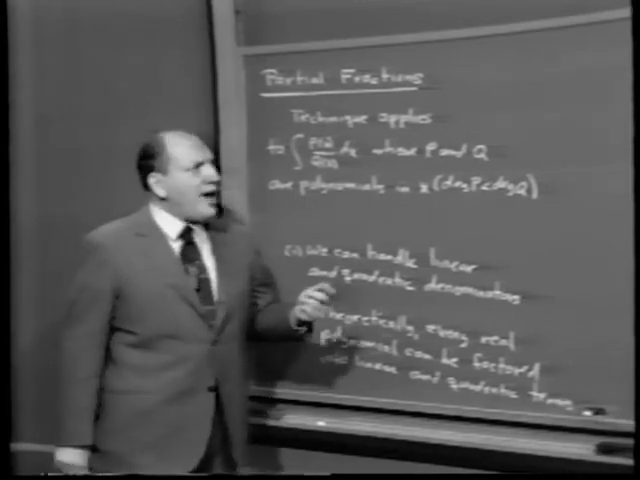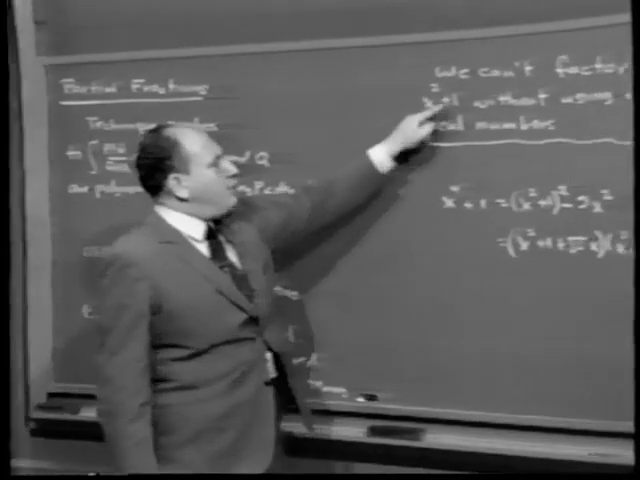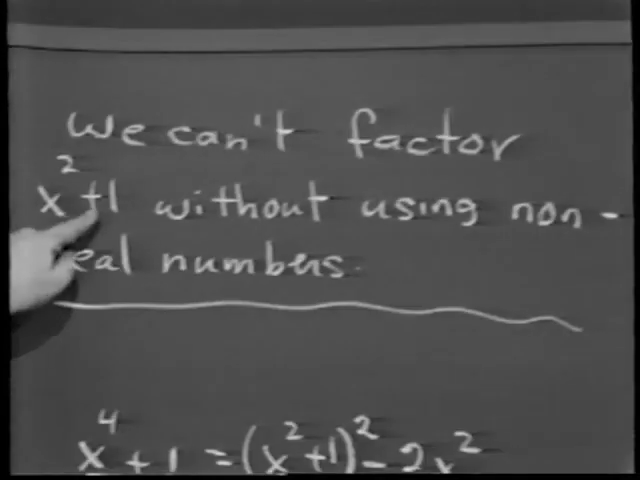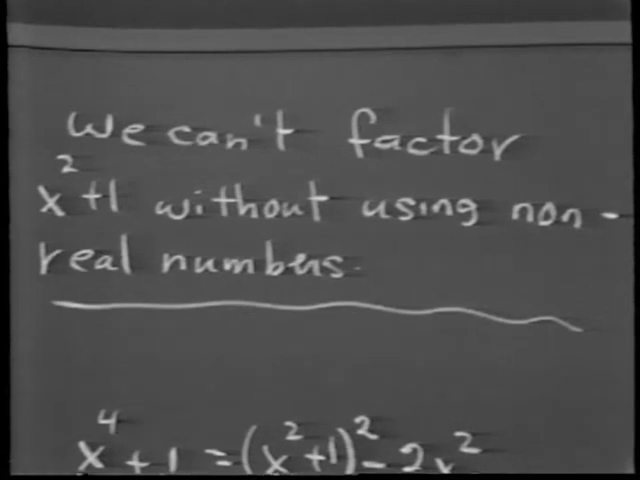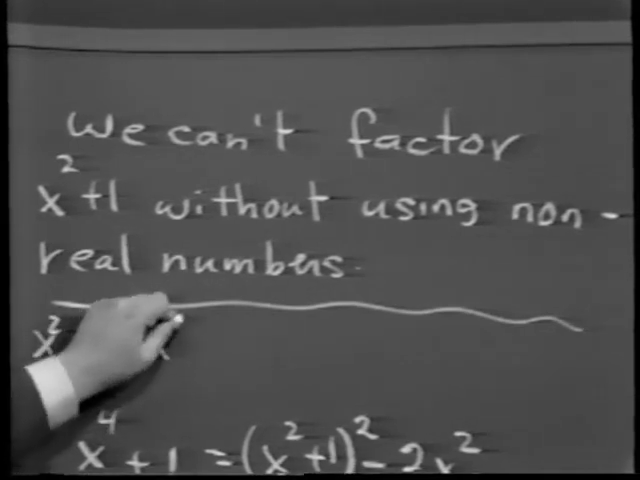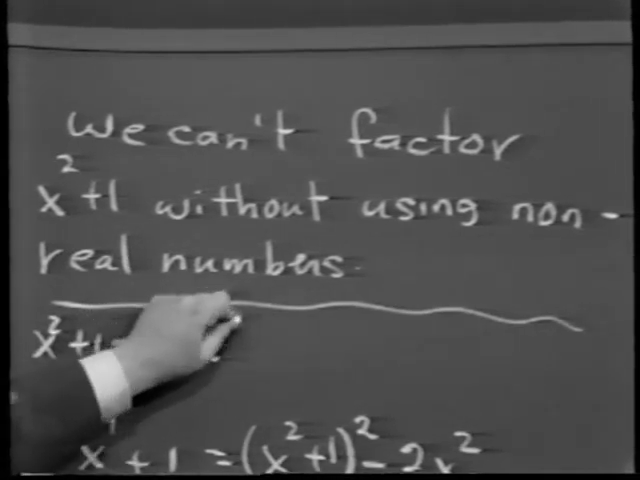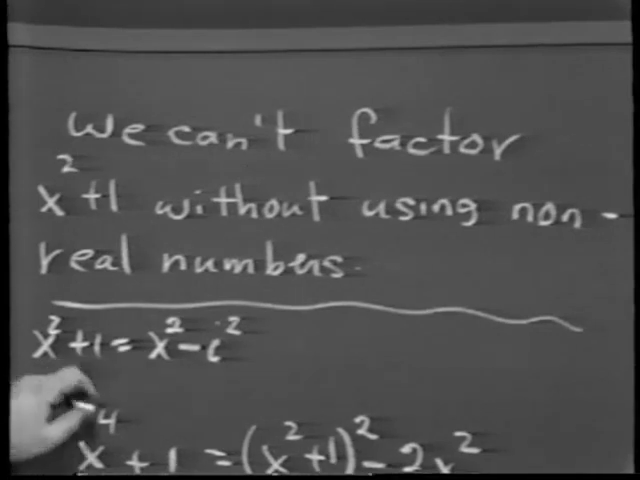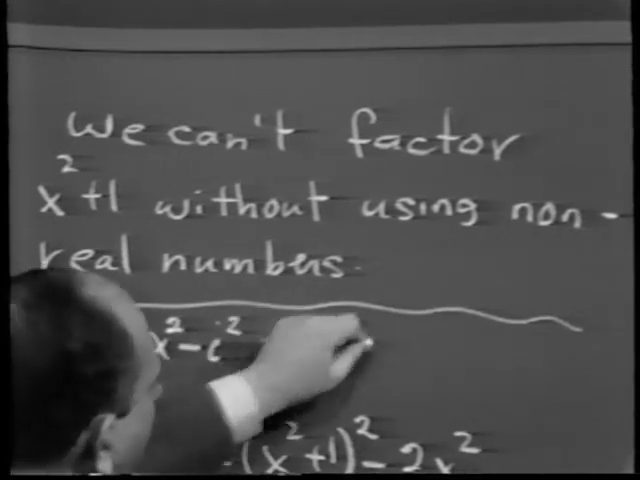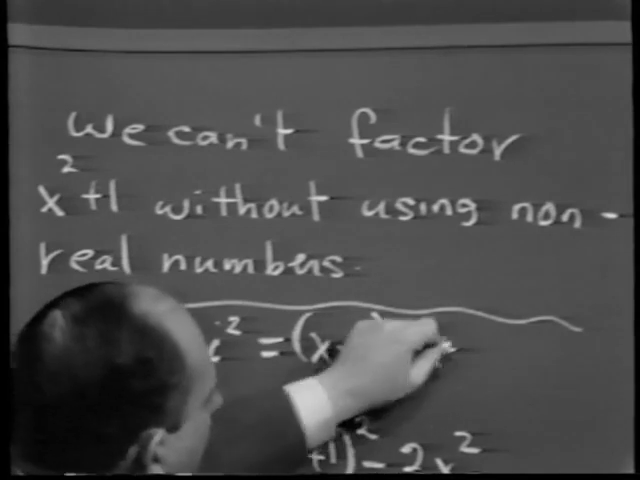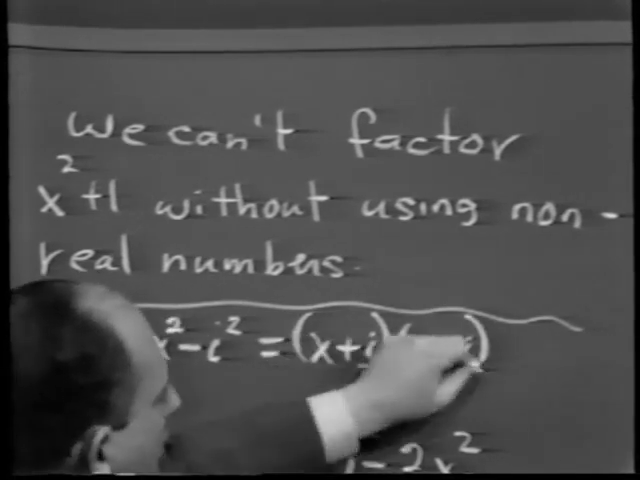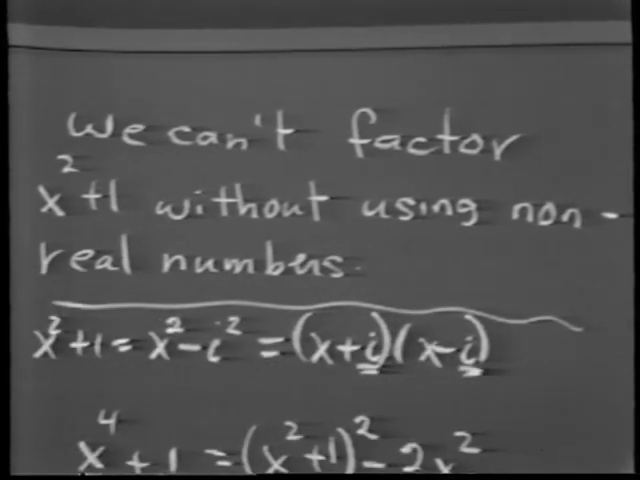In fact, the classic example is to visualize x squared plus 1. We can't factor x squared plus 1 unless we introduce non-real numbers. Remember the technique, you can write that x squared plus 1 is x squared minus i squared, where i is the square root of minus 1, and this factors into x plus i times x minus i, etc., but these are non-real numbers. You can't always factor a quadratic to get real numbers.